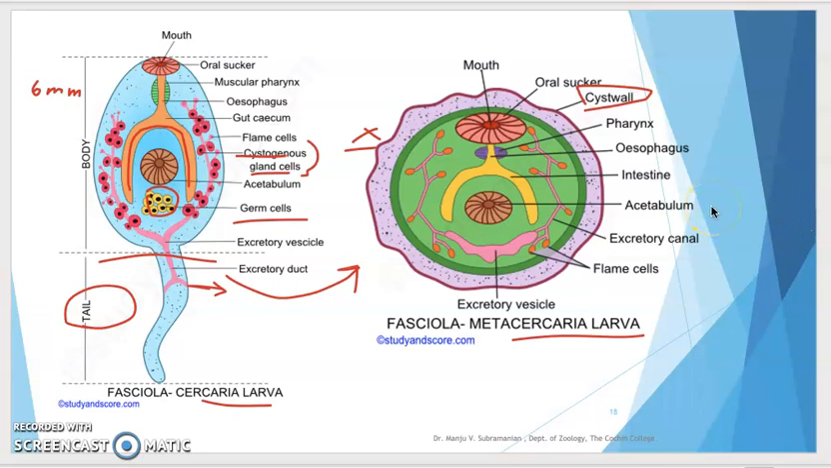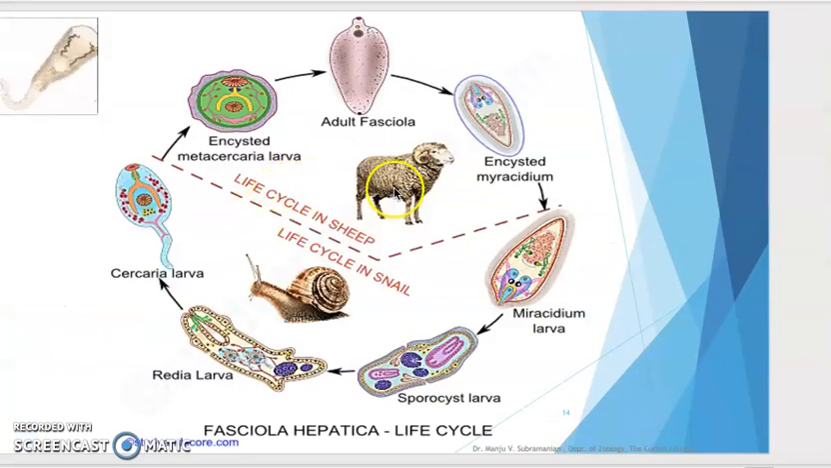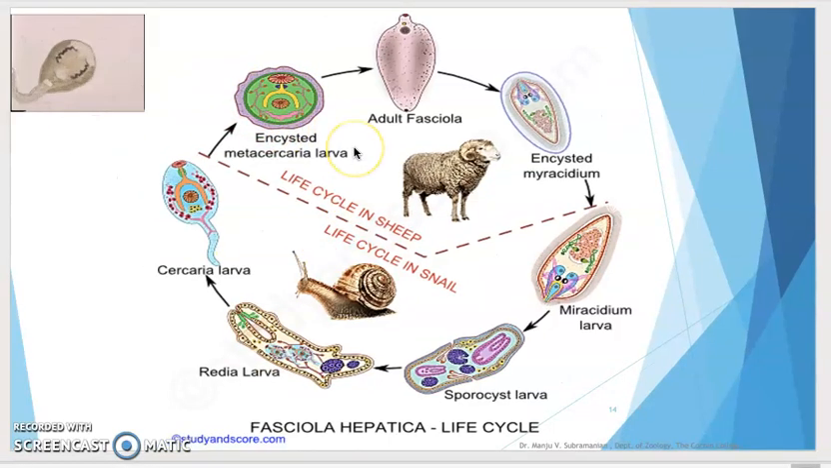Then this Metacercaria develops further only when it is swallowed by the sheep. Inside the body of the sheep, the cyst wall of the Metacercaria is digested by the digestive enzyme. So in the digestive tract of the sheep, the cyst wall is digested by the enzyme of the host.